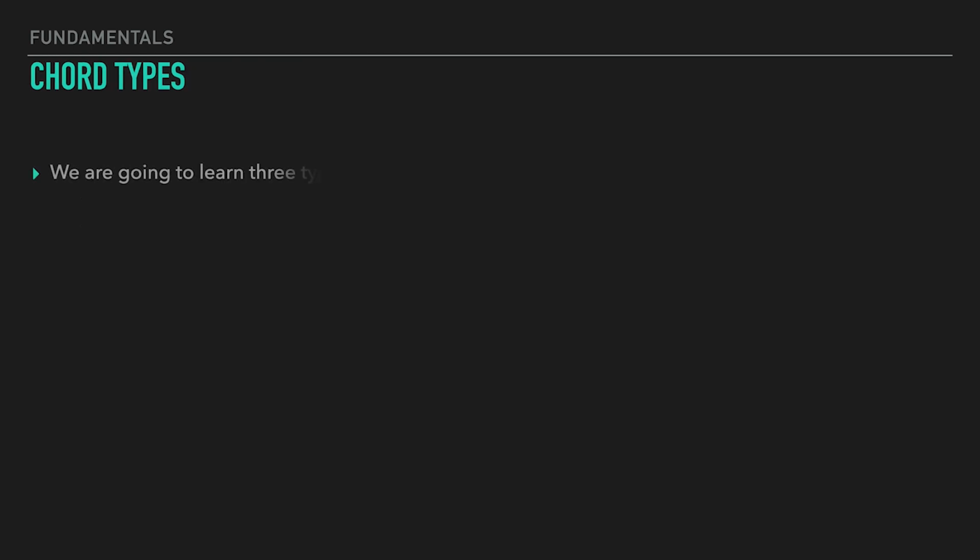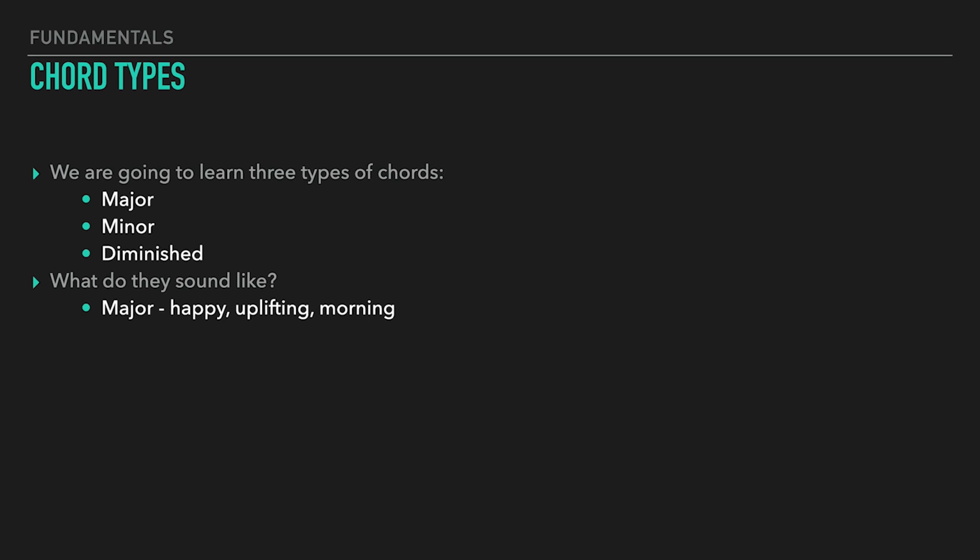So, chord types. We're going to learn about 3 types of chords together. Up first is major, minor, and diminished. So what do they sound like? Major kind of sounds happy, uplifting, or morning time, I like to think of it as. These terms are totally subjective, and you can decide on the way that major chords feel to you. For me, I find these helpful. Minor, kind of sad, moody, nighttime. Diminished, scary, foreboding, or tense.